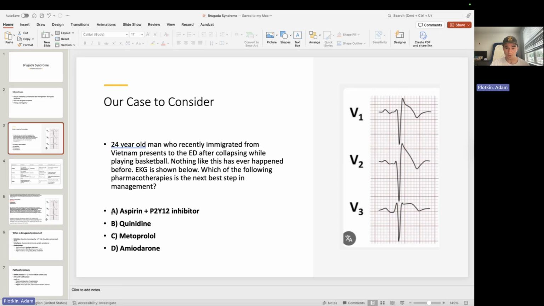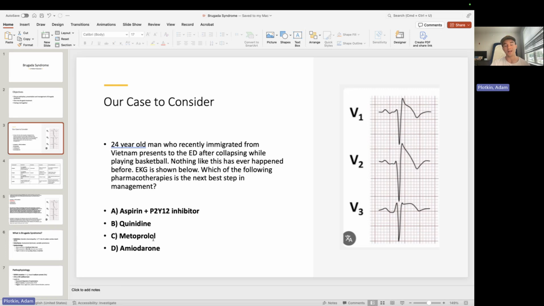All right. So if we were thinking this was STEMI, aspirin plus a P2Y12 inhibitor would probably be a great option, right? We'll do a whole lecture on STEMI coming up, but that would be considered standard of care for STEMI or NSTEMI or acute coronary syndrome, right? We'd want to get the patient to percutaneous coronary intervention within the first 90 minutes of presentation if we can, right? So revascularization.